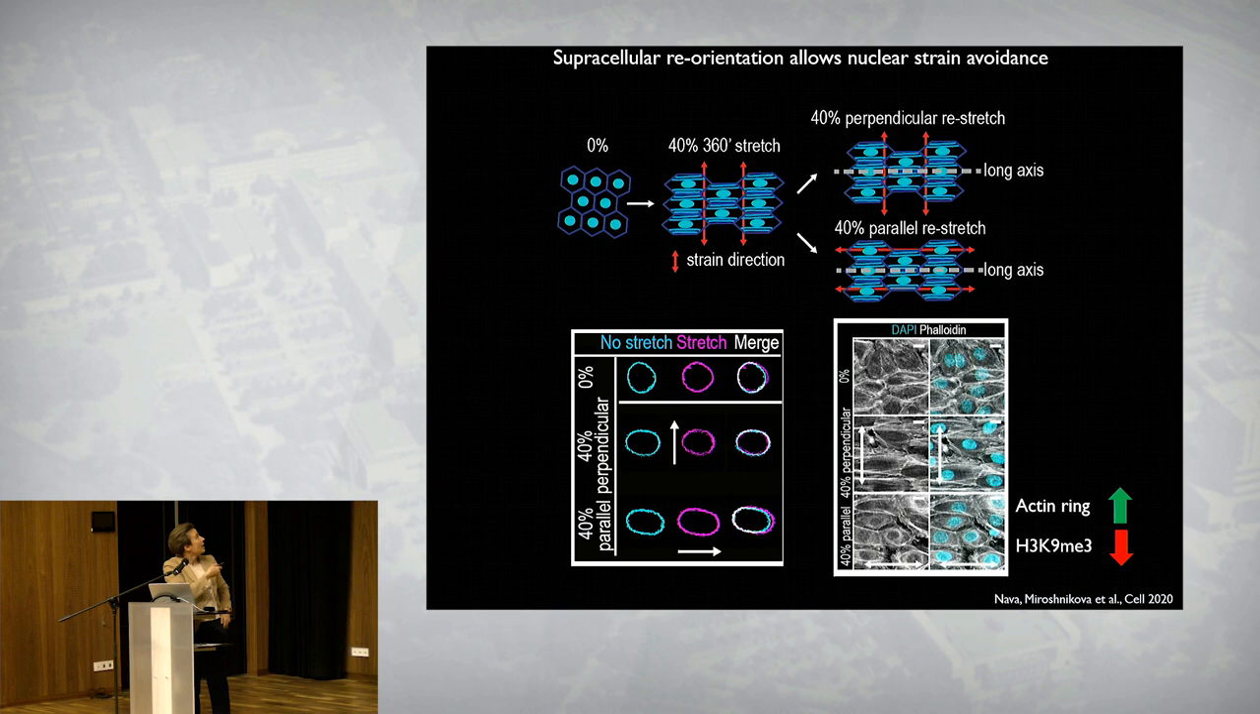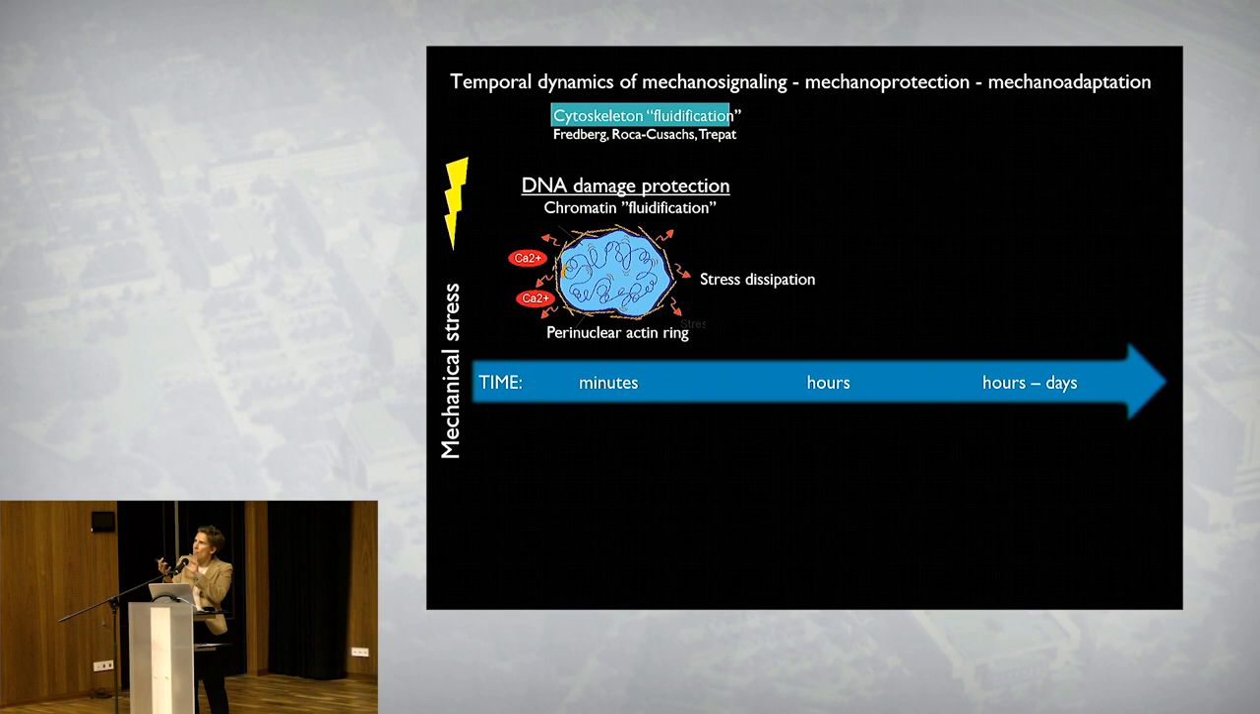And indeed, if we now compare the nuclear deformation in this perpendicular restretch, the nucleus is no longer deforming, whereas in the parallel configuration, we again have this substantial nuclear deformation. And in fact, if we do this parallel stretching, the monolayer even falls a little bit apart with these high strains, really showing how mechanoprotective this configuration is. These perinuclear actin rings reappear, and we also get suppression of the cranial.